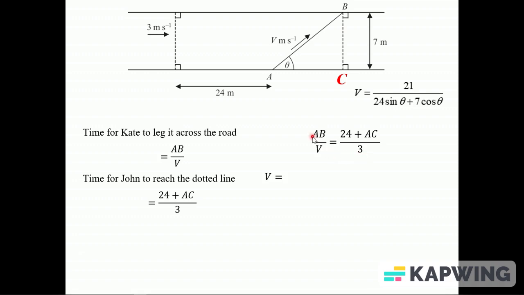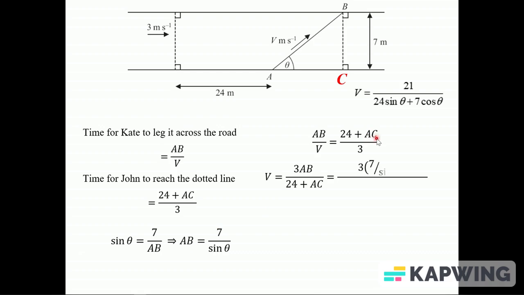But if I rearrange it, I can put the 3 with the AB and the 24, cross multiply, really. So I'll stick this down here and put the 3 up there: 3AB over 24 plus AC. And I want to get rid of the AB and the AC and get it in terms of sine theta, cos theta. If you look at this triangle ABC, the sine of theta is BC over AB. The BC is 7. So I can write that AB is 7 over sine theta, and I can replace that AB with 7 over sine theta.